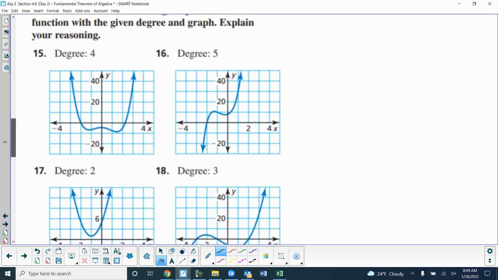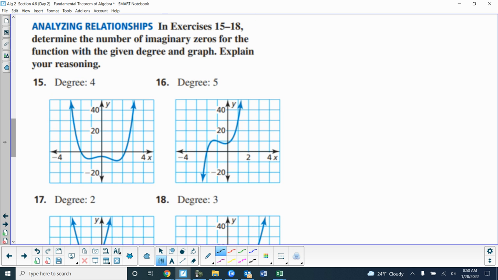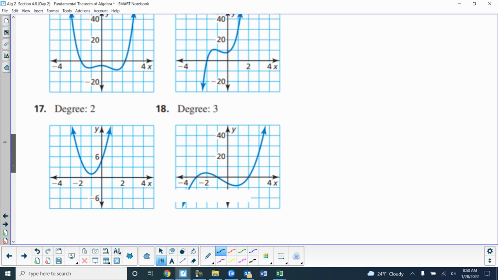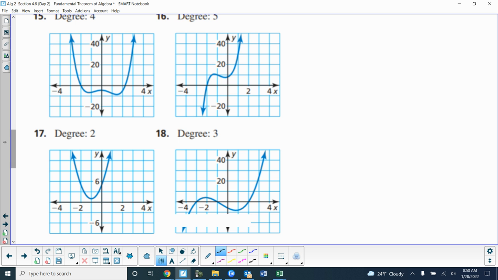There it is. So we're looking at 15 here. It tells us the degree is 4. We can see 2 of them crossing the x-axis, so that means there's going to be 2 imaginary ones, okay? And then here it says degree 2, and it doesn't touch the x-axis at all, so there's 2 imaginary answers. Okay? Any of those you want to go over?